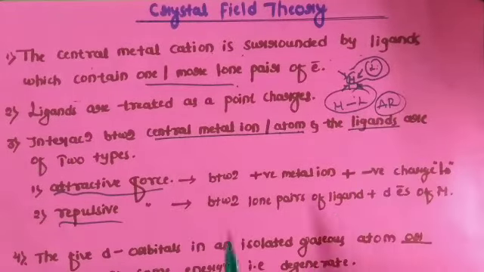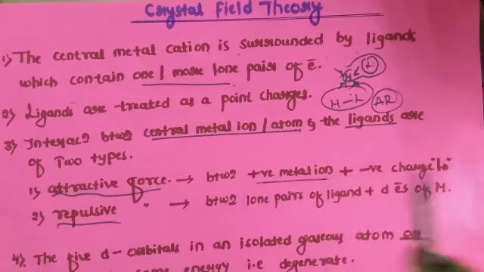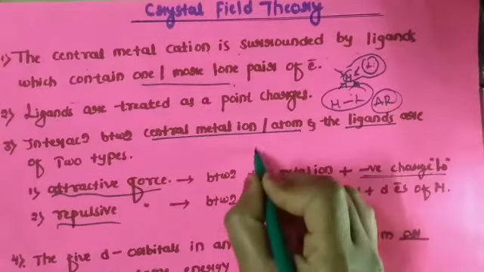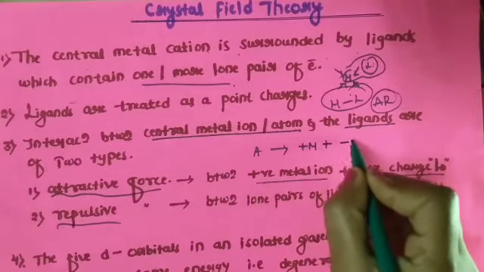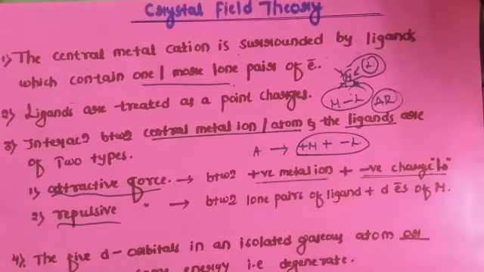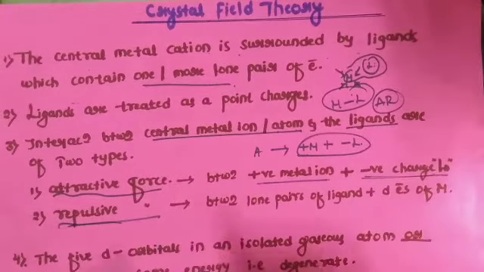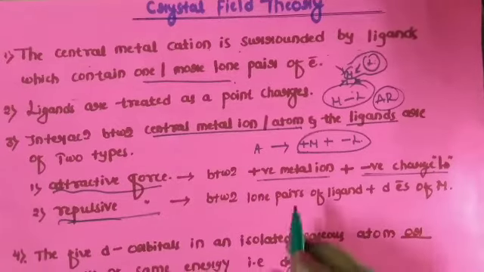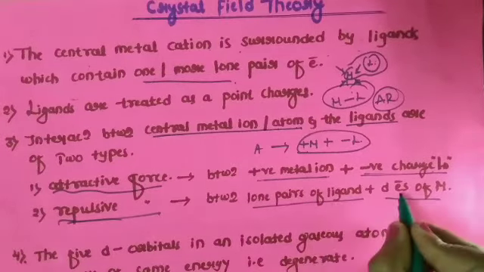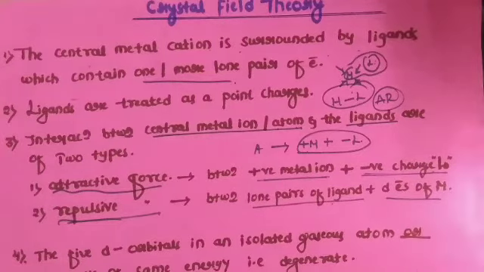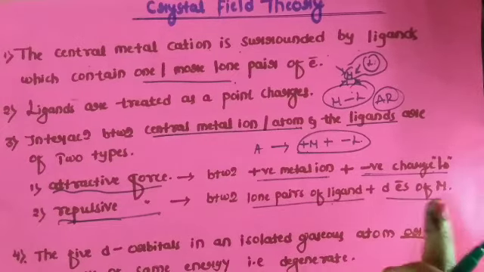Attractive forces arise between the positive metal ion and the negatively charged ligand, M plus, L minus. Another one is repulsive forces. Repulsive forces arise between the lone pairs of the ligands and the d electrons of the metal.